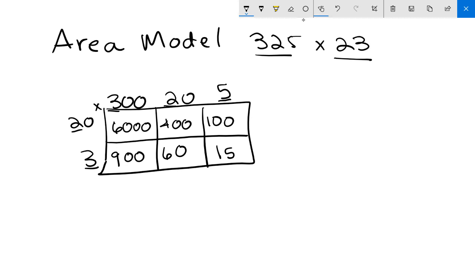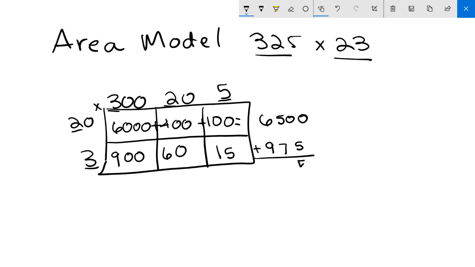So I have 6,000 plus 400 plus 100 is going to give me 6,500. Okay, I add all of them together and I get this. On the next row, I have 900 plus 60 plus 15. Well, I know 900 plus 60 is 960, plus 15 is going to give me 975. Okay, and I always try to line up my numbers so I make sure I'm adding them correctly.